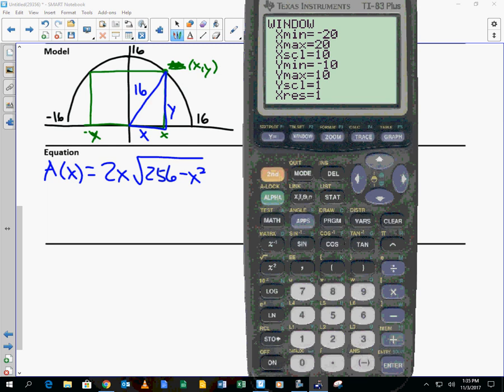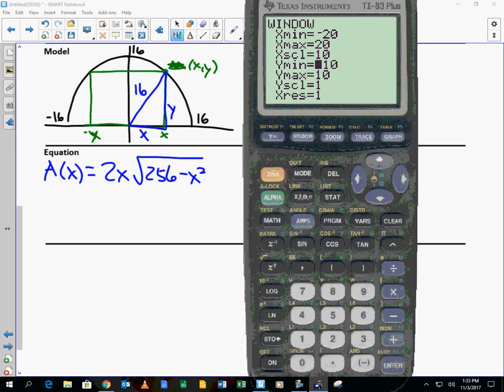Area. The y value represents area in the problem. So let's figure out a general area. Will, give me a number that x could be. Yeah, just give me a number for x. 4.